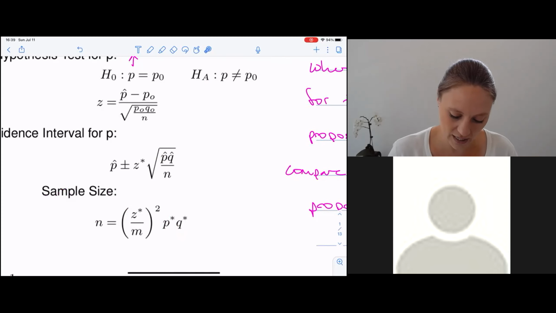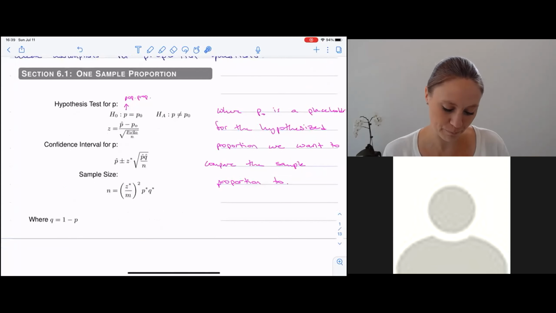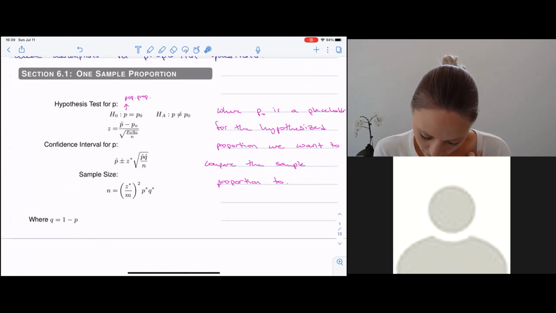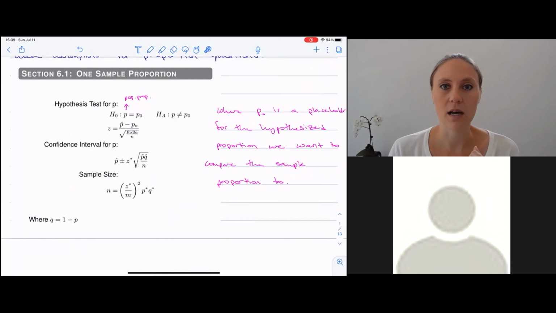Everything is new on the formula sheet, right? But there are no new concepts here. It's just new information that we need to deal with. All right, so let me organize these notes here.